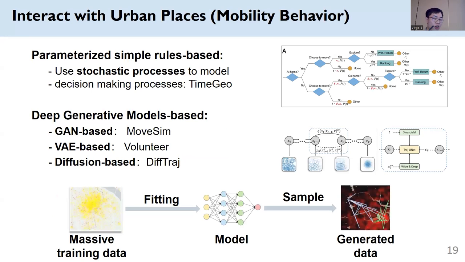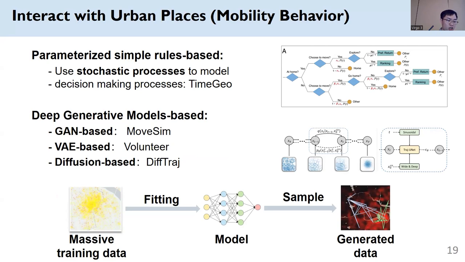So first I will talk about how to interact with urban places. I think it can be considered as equivalent to simulating the mobility behavior in cities. Interacting with urban places is maybe equivalent to generating realistic mobility behaviors, like how an individual agent goes to different places.